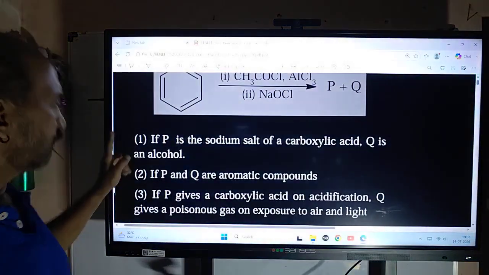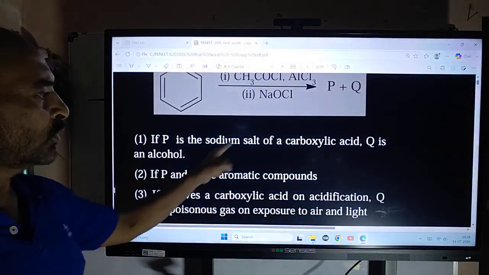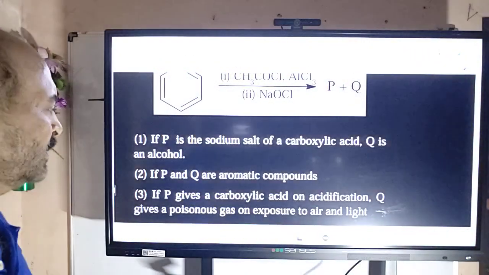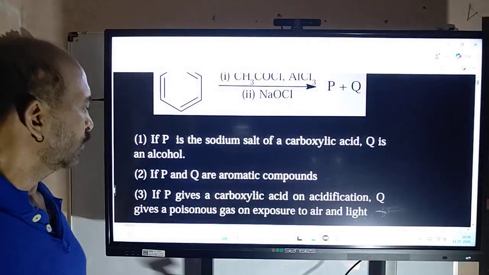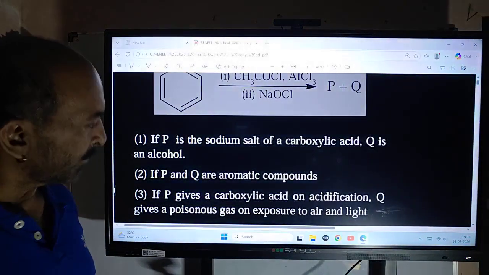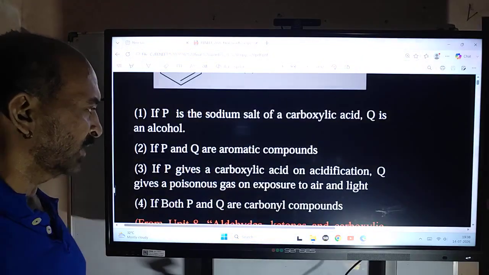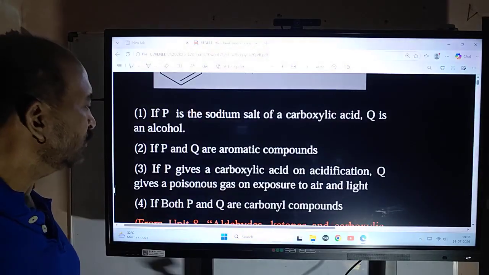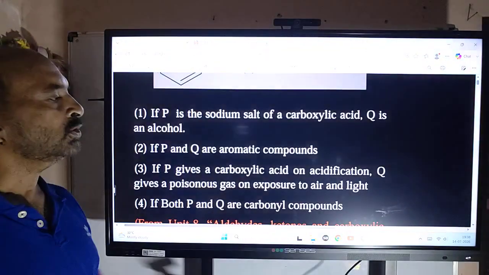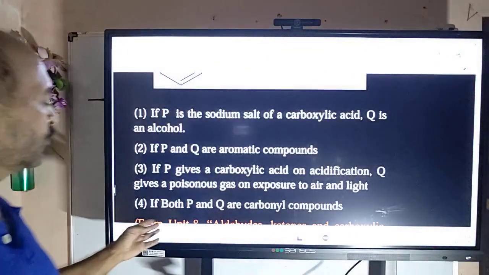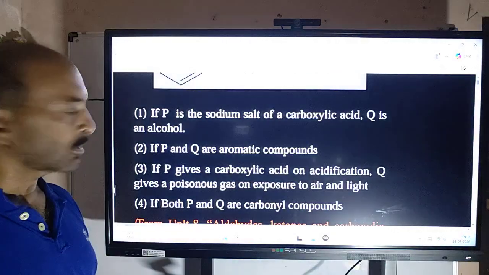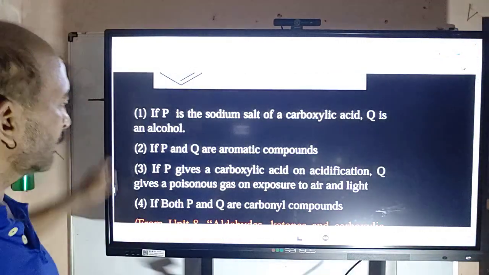First one: if P is the sodium salt of a carboxylic acid and Q is an alcohol. Two: if P and Q are aromatic compounds. Three: if P gives a carboxylic acid on acidification and Q gives a poisonous gas on exposure to air and light. And lastly, four: if both P and Q are carbonyl compounds. This is the question.